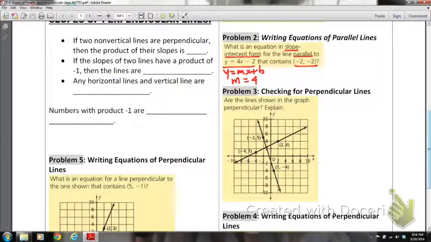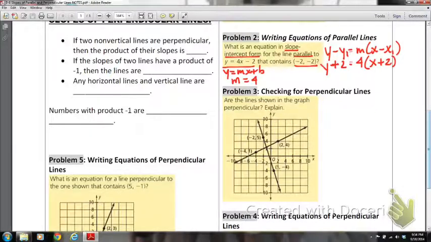So let's use the point-slope form of a line. y minus y1 is equal to m times x minus x1. And substitute in the point. So y minus -2 is y plus 2. The slope of the parallel line is 4. And then x minus -2 is x plus 2.